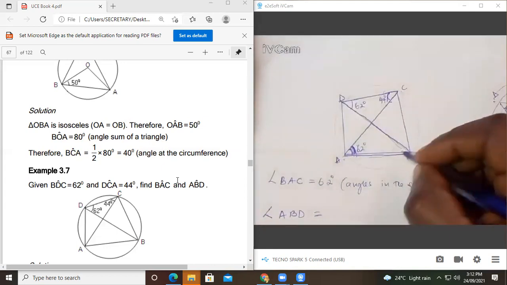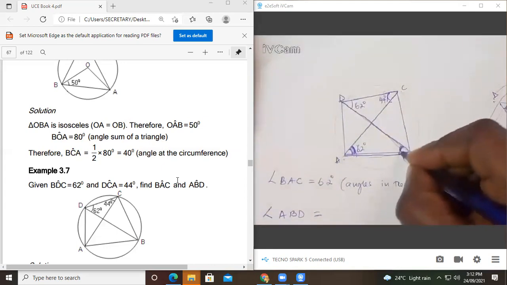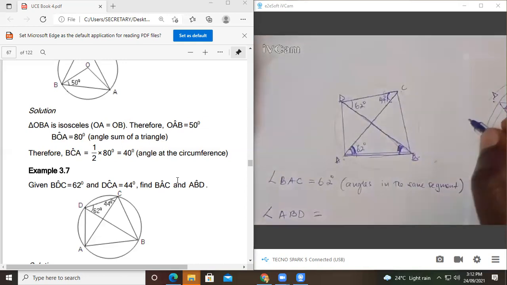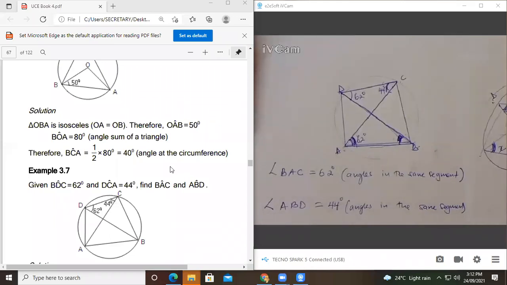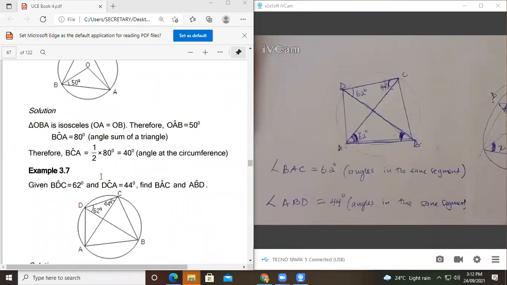ABD, this angle which is here. What's the value of that angle, members? Can you give me the value of that angle? 44. Yeah, the angle is 44 degrees, and this is also angles in the same segment. Okay, that's what you should know.